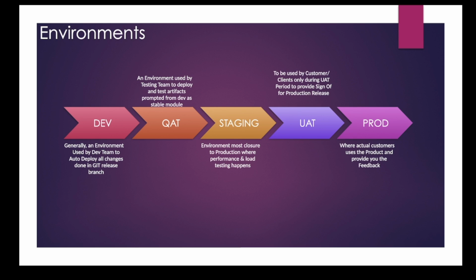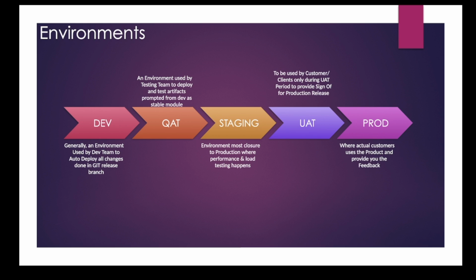But what is the purpose of these environments? Quickly taking you through them. Development is an environment which has all the auto deploy available. Whenever somebody checks in to Git, the CI pipeline will run and it will be deployed to the dev environment. It is mostly unstable and used by the development team.